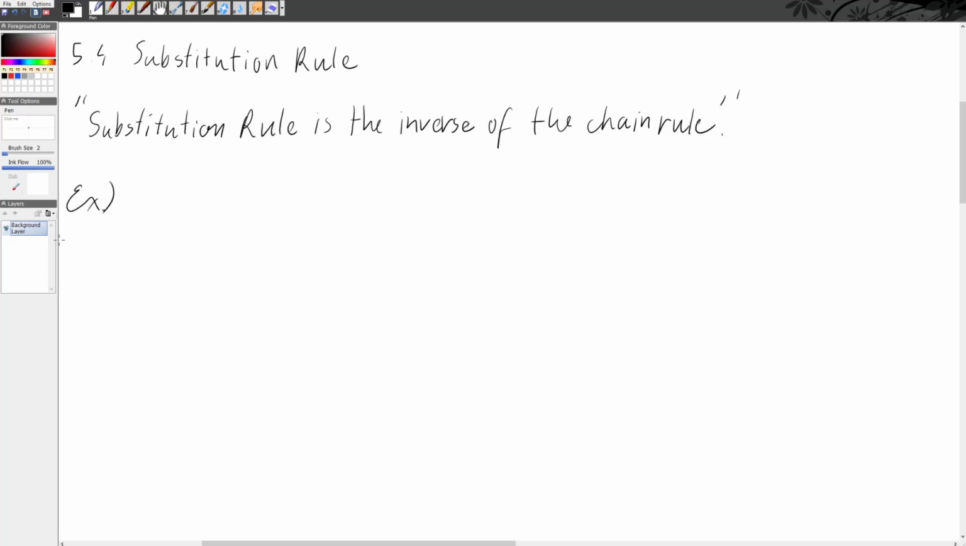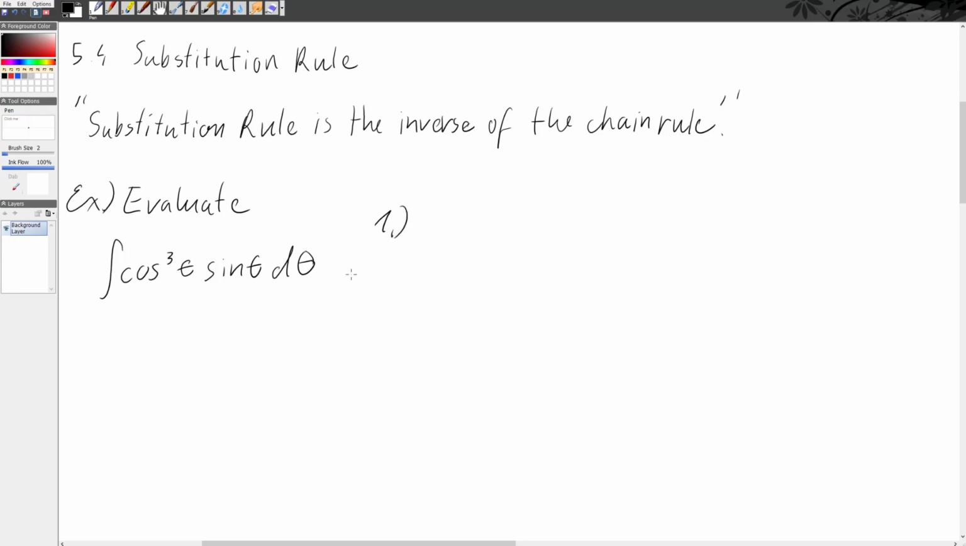So to do this, let's just start with an example. We want to evaluate the integral of cosine cubed theta times sine of theta d theta. Previously, the only integrals that we worked with are those that involve addition and subtraction, so we can take the integral term by term. In this case, we have multiplication, so how do we actually take the integral?